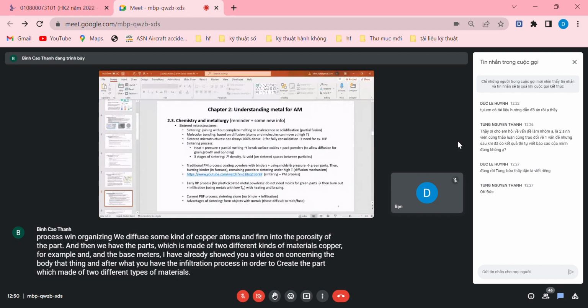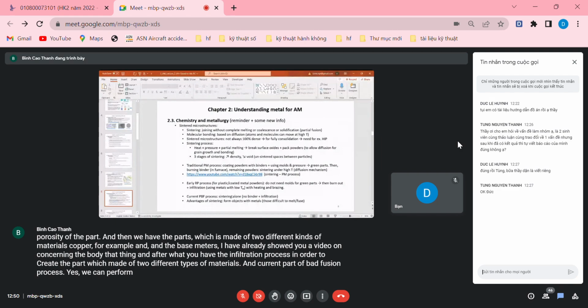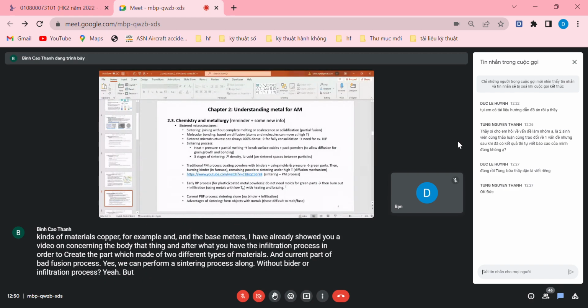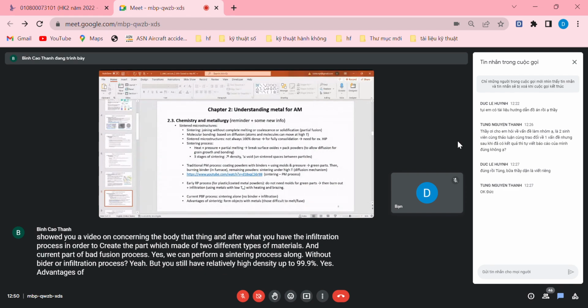And in the current powder bed fusion process, we can perform a sintering process alone without binder or infiltration process. But you still have relatively high density, up to 99.9%. The advantage of sintering is that we can form objects with metals which are difficult to melt or fuse.